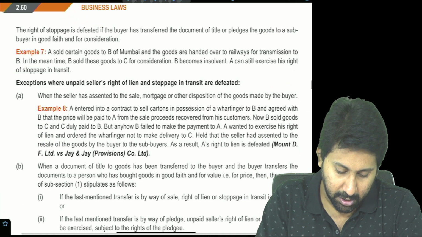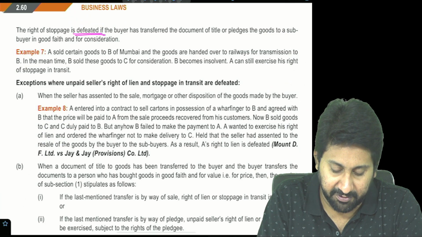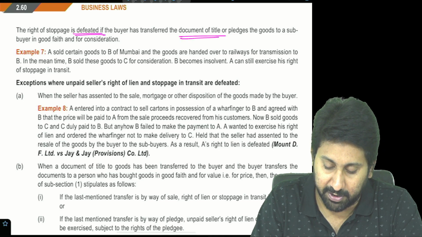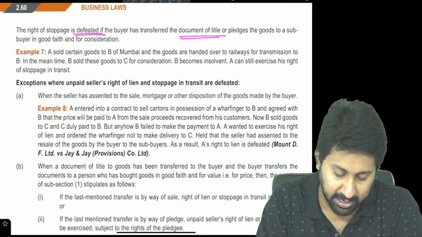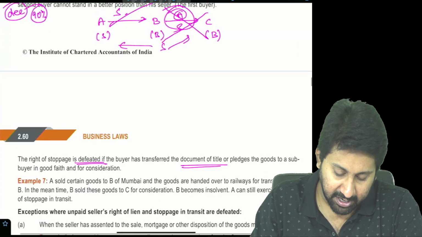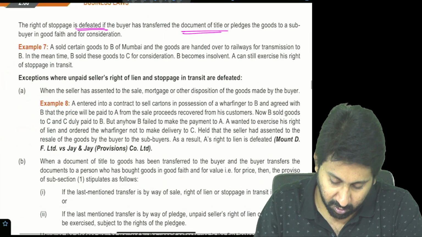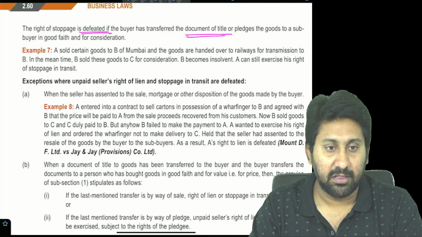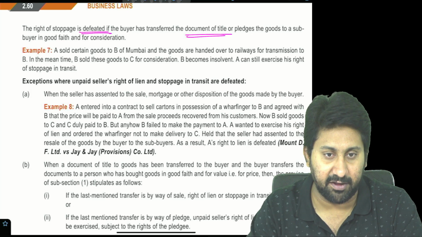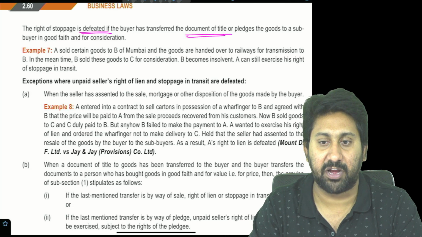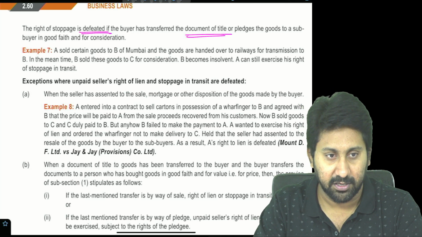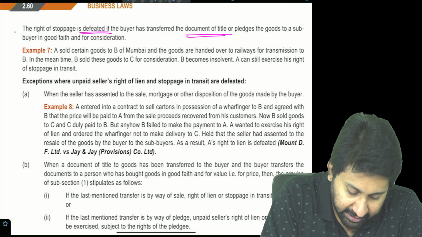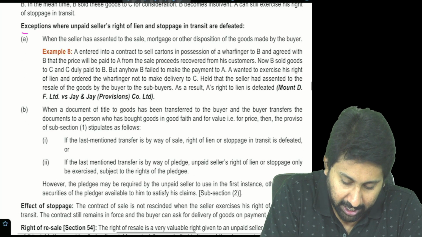Next, the right of stoppage is defeated if the buyer has transferred the document of title or pledges the goods to the buyer in good faith and for a consideration. Sir, what is this? A question may arise or not. What does it mean? The right of stoppage is defeated if the buyer has transferred the document of title or pledged the goods in good faith and for a consideration. Sir, what does it mean? This you have to read through exceptions here.